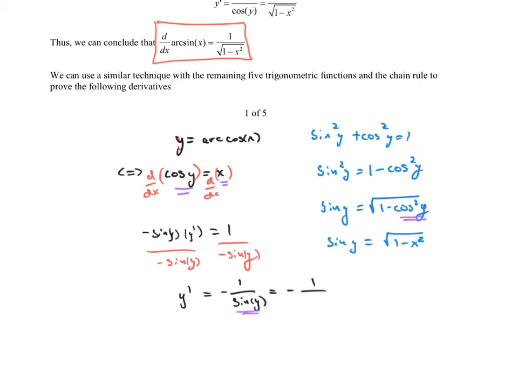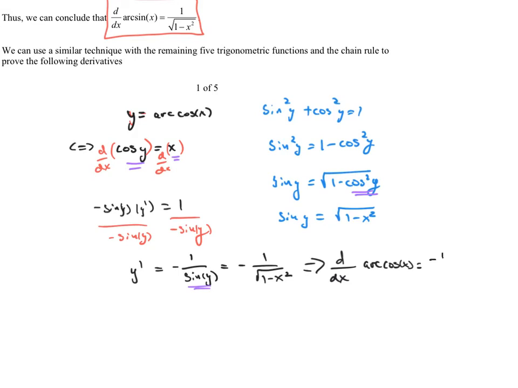It's the square root of 1, sorry, let me do this in black. The square root of 1 minus x squared. So that tells me, we just found out that the derivative with respect to x of arc cosine, the inverse cosine of x, is equal to negative 1 over the square root of 1 minus x squared.